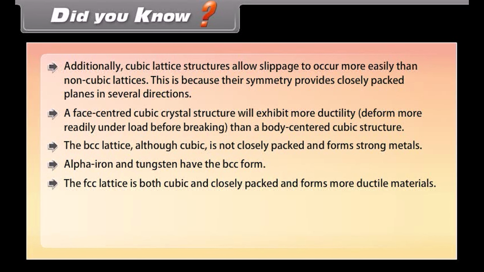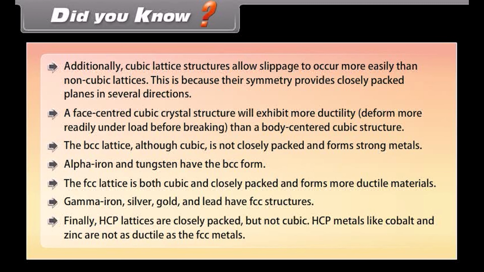The FCC lattice is both cubic and closely packed and forms more ductile materials. Gamma iron, silver, gold, and lead have FCC structures. Finally, HCP lattices are closely packed but not cubic. HCP metals like cobalt and zinc are not as ductile as the FCC metals.